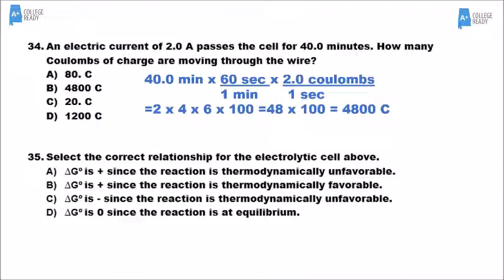An electrolytic cell in number 35 is not thermodynamically favorable. After all, cell phones don't charge themselves. We need an answer that says thermodynamically unfavorable, and we know that in such a case, delta G is positive, so the answer is A.